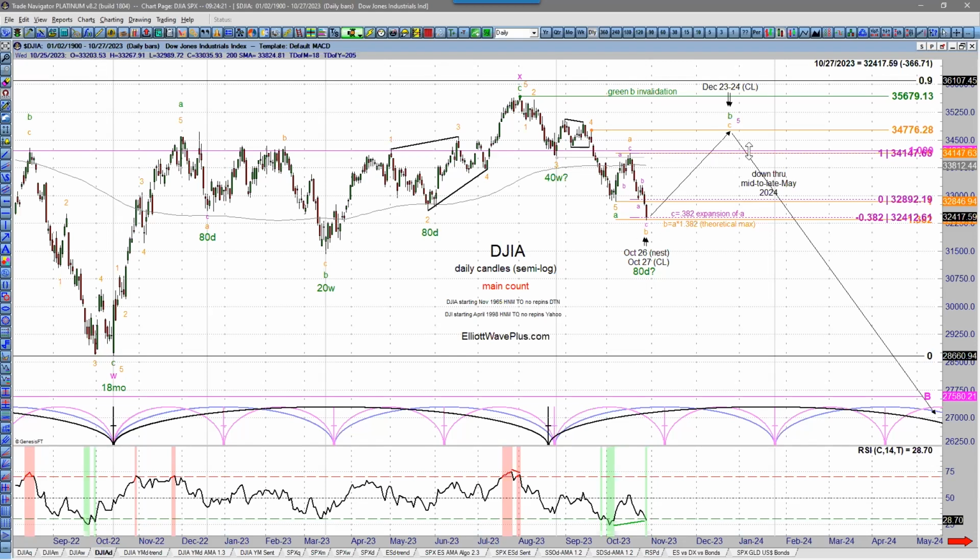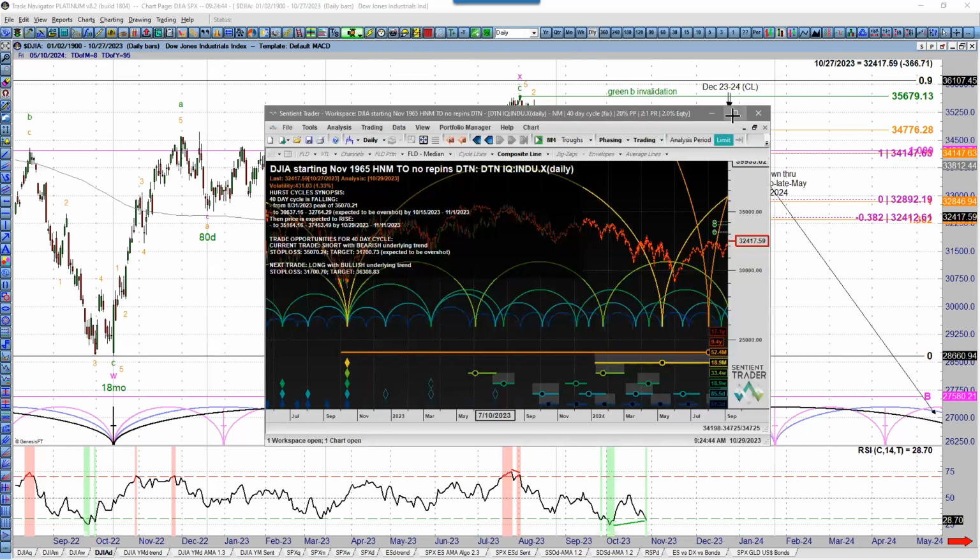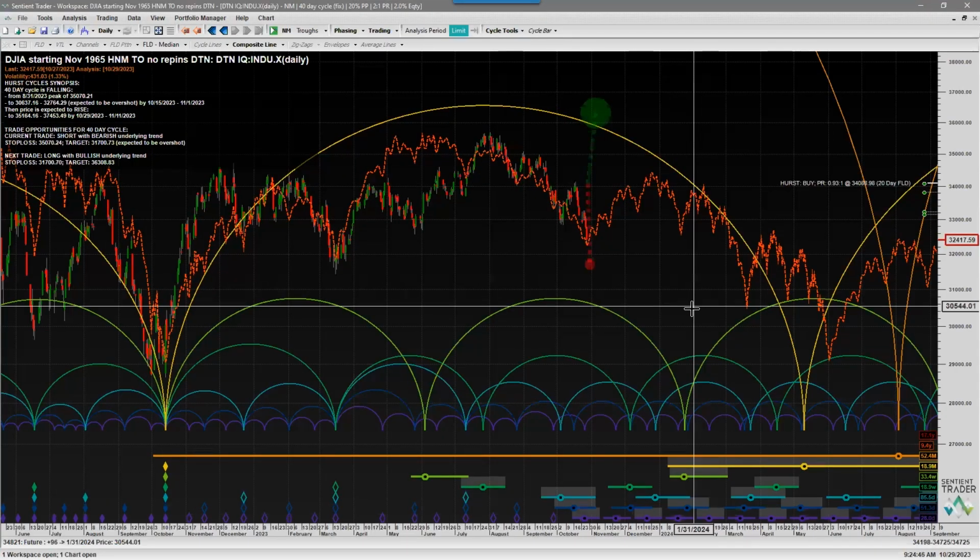So that's exactly what I think is going to happen, is we're going to have the high point within this next 40-week cycle occur left translated. So that would be prior to the midpoint of the cycle, which is approximately late January. So prior to that. So here is the Hurst cycle analysis on the Dow Jones Industrial Average.